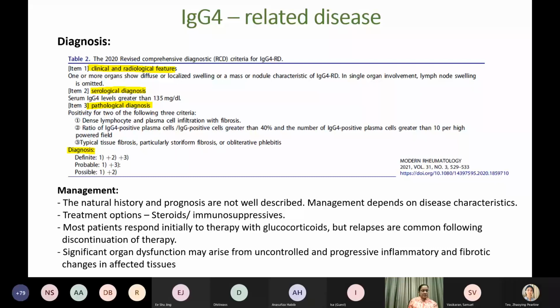Management usually depends on disease characteristics. Corticosteroids are the usual first-line treatment option, and most patients respond well initially to therapy with corticosteroids, but relapses are common following discontinuation of the therapy.